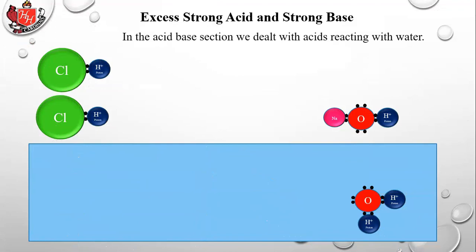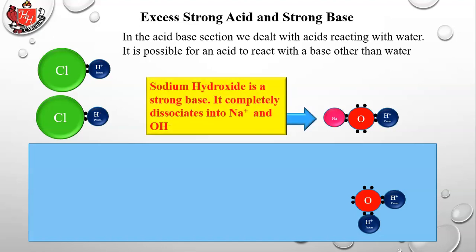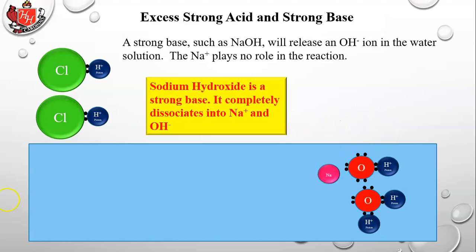So here we have a situation in the acid-base section. We dealt with acids reacting with water. It is possible for an acid to react with a base other than water. So here you see we have two hydrochloric acid molecules, which are strong acids, and one sodium hydroxide, which is a strong base. And then down there is a representative water molecule. Sodium hydroxide is a strong base. It completely dissociates to sodium, Na+, and OH-. So there it goes in the water.